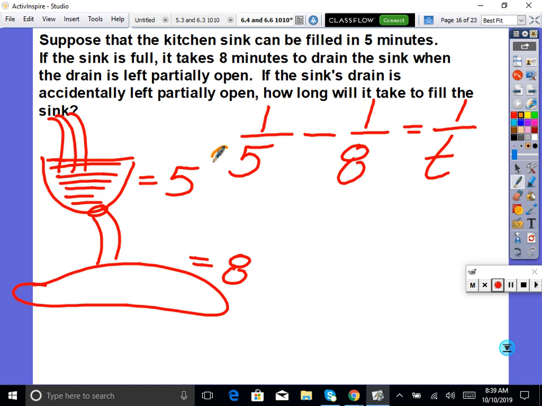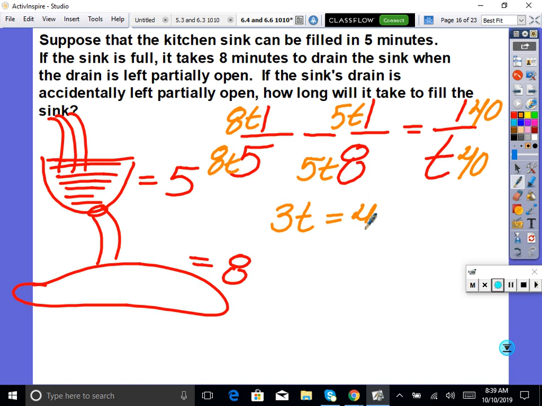So now from there, we'll times by 8t, times by 5t, times by 40. So then from there, we have 8 minus 5, which is 3. 3t equals 40, because I'm just ignoring my denominator now. So then 40 divided by 3, 13.3. So the time is 13.3 minutes.